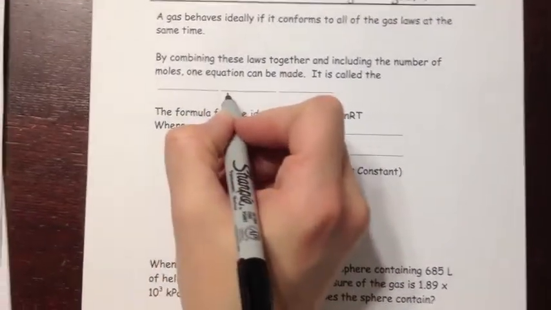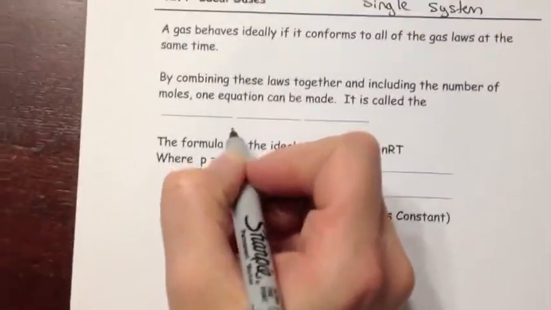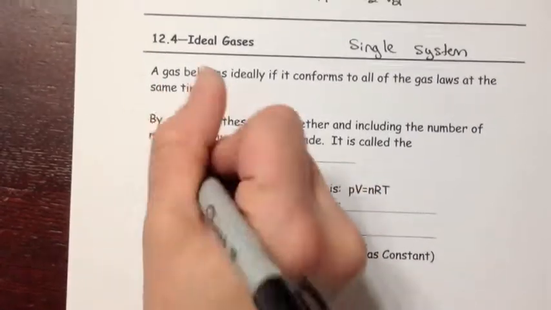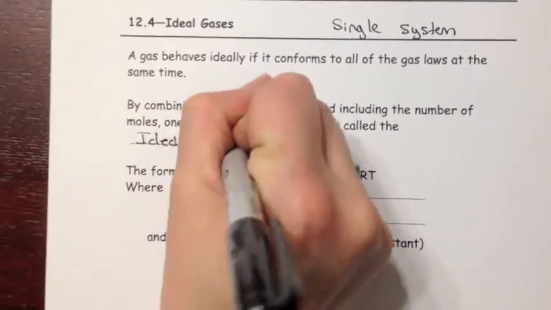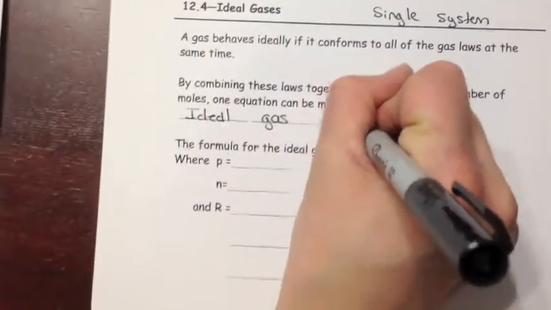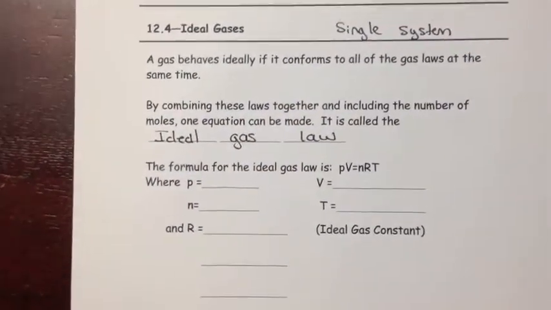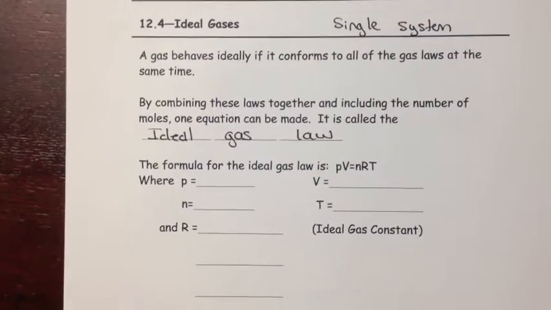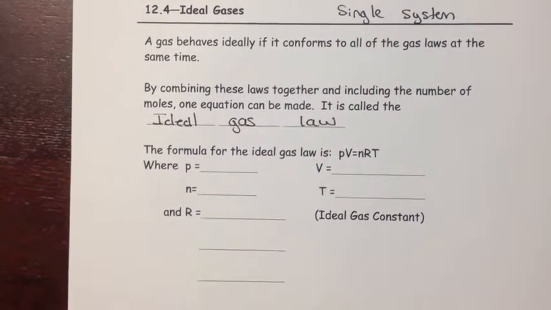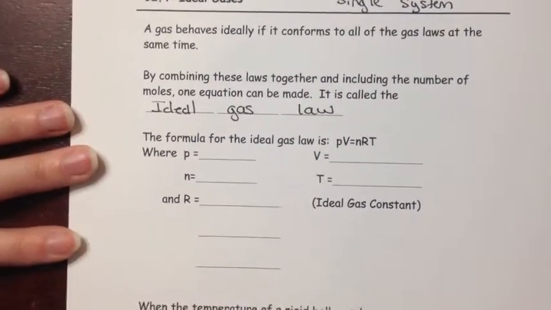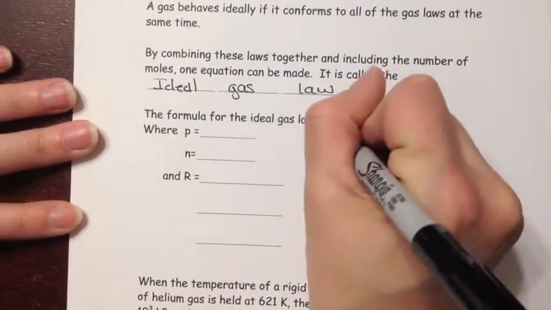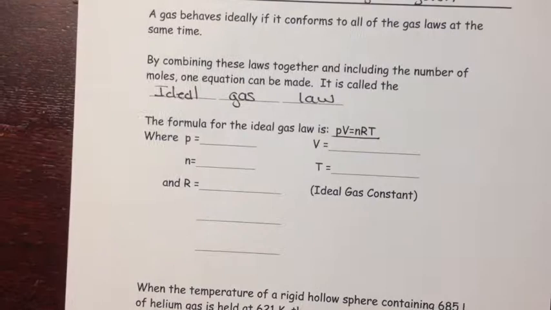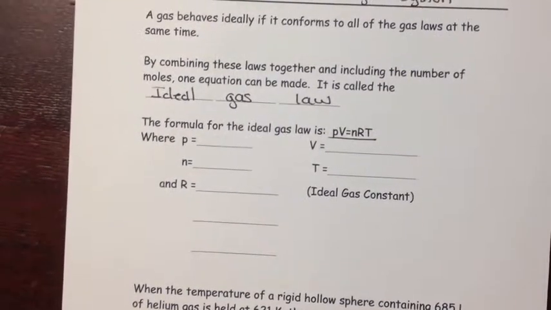By combining these laws together and including the number of moles, one equation can be made. It is called the ideal gas law. The ideal gas law involves things that we've already learned about and a couple extras. This is also called PIVNERT, and it is named for the formula PV equals nRT.